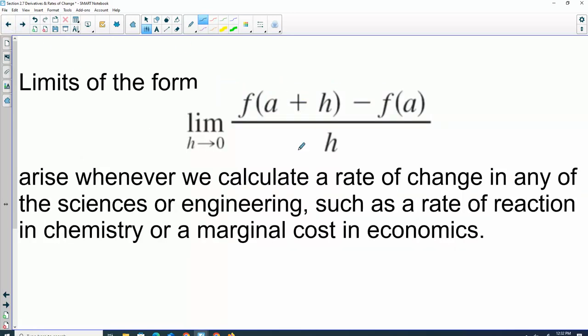So it turns out that this slope is just a rate of change. Well, this particular rate of change comes up in a lot of different problems. Like if you're talking about sciences, chemical reaction, engineering, marginal cost in economics. This calculation is extremely important, and this is why so many non-math majors have to take calculus, because of this right here. So this is a rate of change, and it is called the derivative.